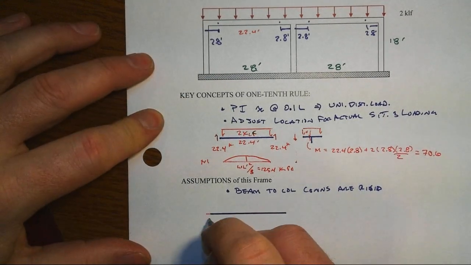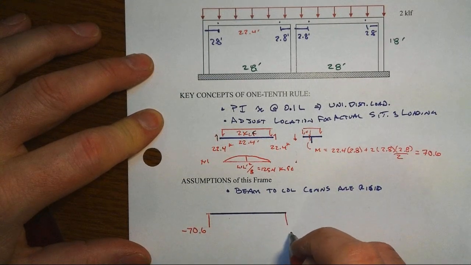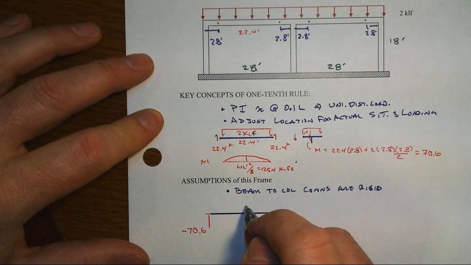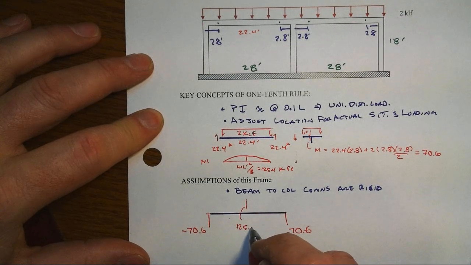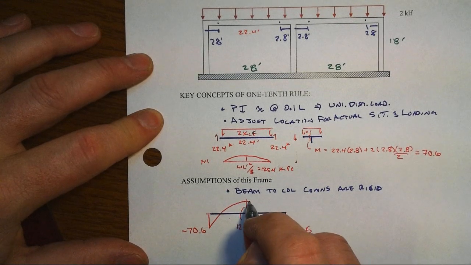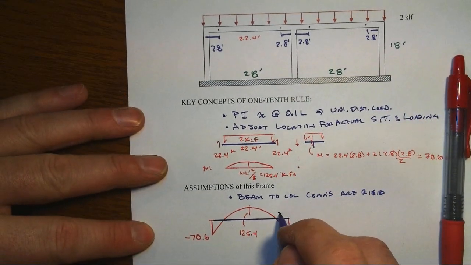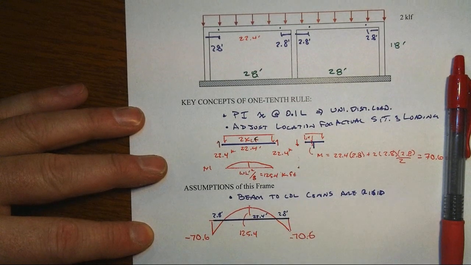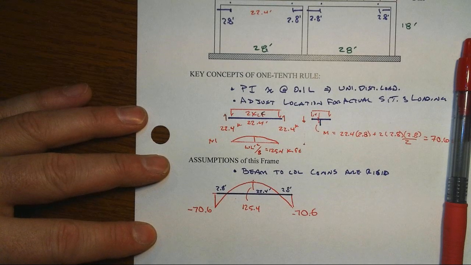And so the moment diagram then for that beam is going to be second order. It's going to be minus 70.6 on either end, and then it's going to go up to a max of 125.4, and that will be second order, like so, where we've got our inflection point at 2.8 feet, 2.8 feet, and that middle is 22.4 feet. That'll be the moment diagram that we end up with for the beams.